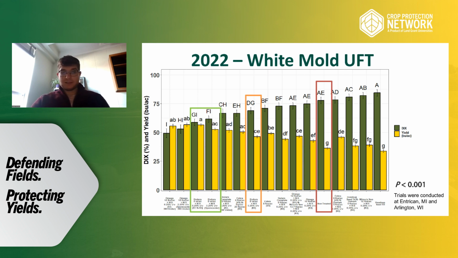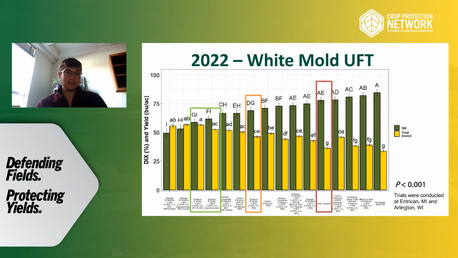So I've highlighted this red box here on the right-hand side. This is the non-treated, and you can see that this non-treated here has one of the highest disease levels as well as one of the lowest yields. Conversely, looking over on the left-hand side, we see this green box here encircling two different treatments, both using Endura.